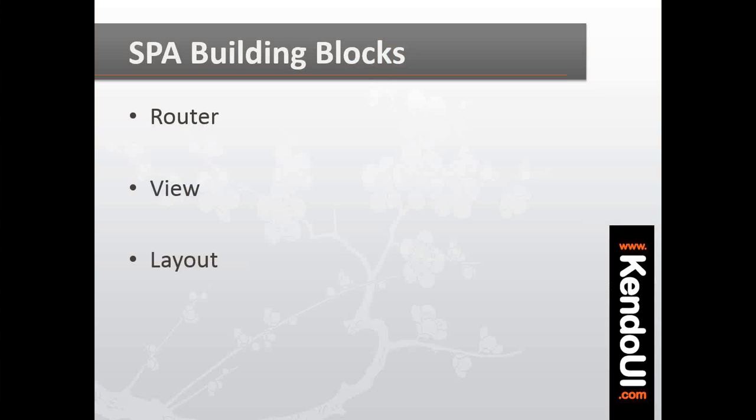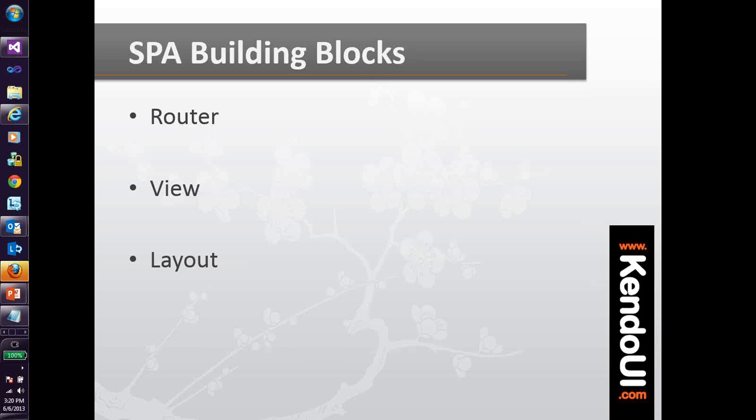There are three things in Kendo UI which make up the SPA architecture, the backbone for building an SPA with Kendo UI. We'll look at each one of them one by one. The first one is a router, the second is a view, and the third is a layout. So you would put a layout on the screen, and then you will bring in views at different points in time, or based on user actions, into the layout.